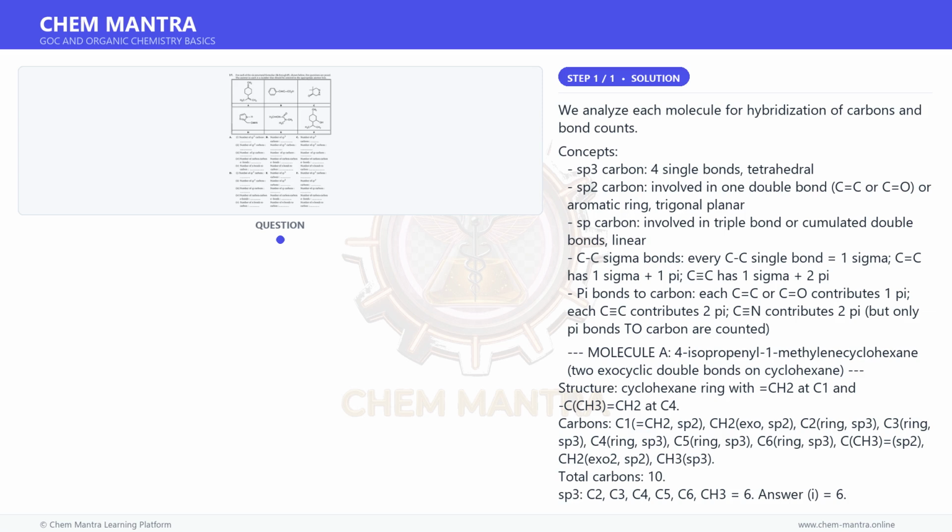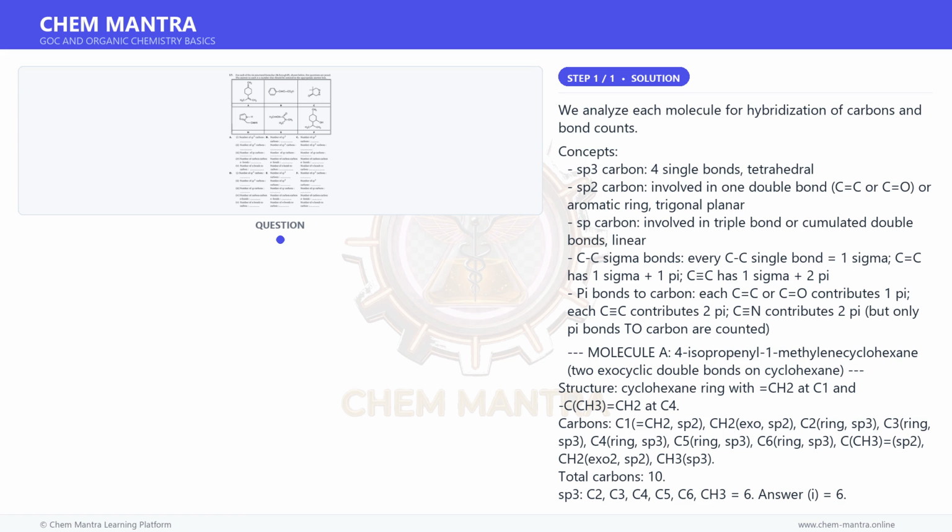We analyze each molecule for hybridization of carbons and bond counts. Concepts: sp3 carbon, 4 single bonds, tetrahedral. sp2 carbon, involved in one double bond, C=C or C=O, or aromatic ring, trigonal planar. sp carbon, involved in triple bond or cumulated double bonds, linear.